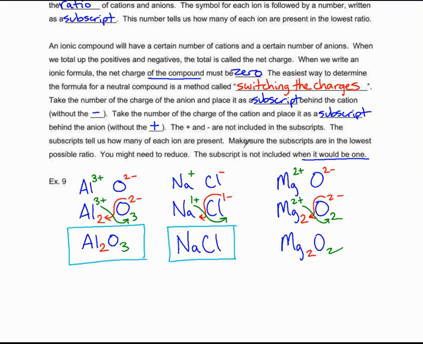But we need to make sure that these subscripts are in the lowest possible ratio. This is the situation where we need to reduce. And so this is kind of like having a fraction of 2 over 2. In reality, it's just 1, it's the number 1. The same idea here. If there's 2 of these and 2 of these, in the lowest ratio, it's 1 of each. And so for this one, our final formula is MgO.